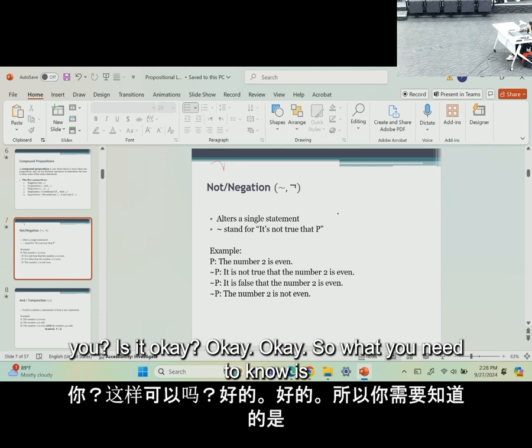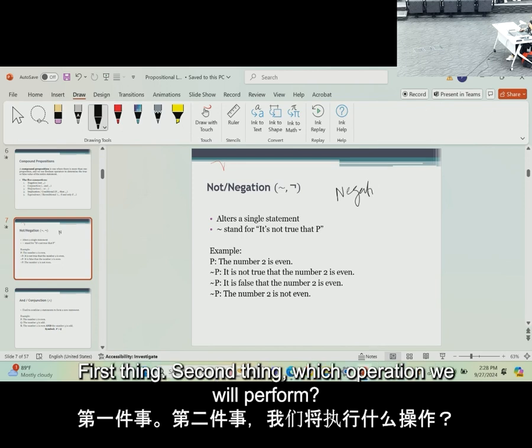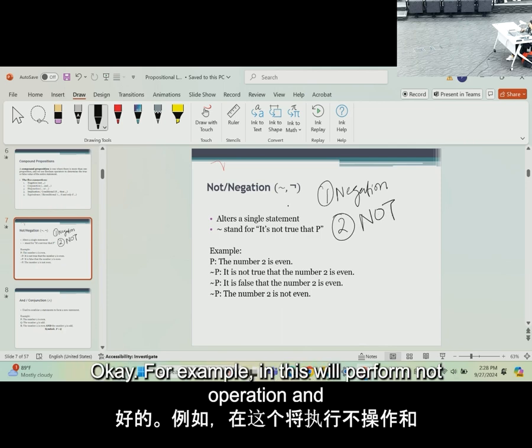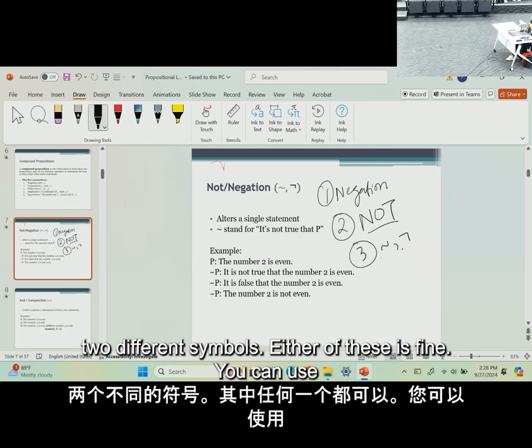Okay, so what you need to know is the name of the logical connective, which is negation, first thing. Second thing, which operation we will perform. For example, in this, we'll perform the not operation. And third, the symbol for that. For negation, we have 2 different symbols. Either of these is fine. You can use any of these, okay?